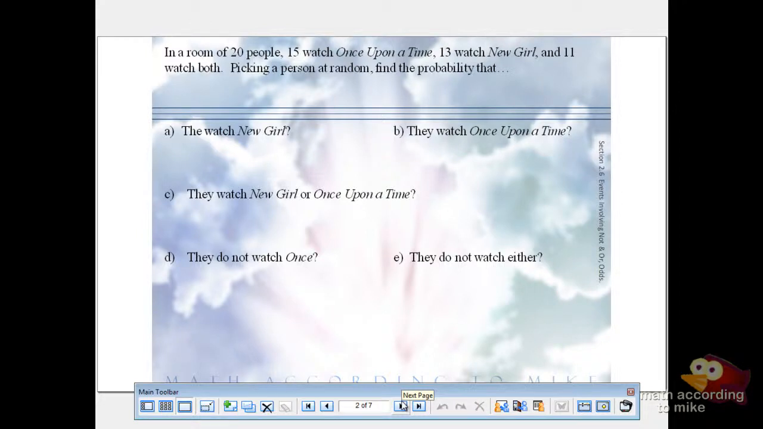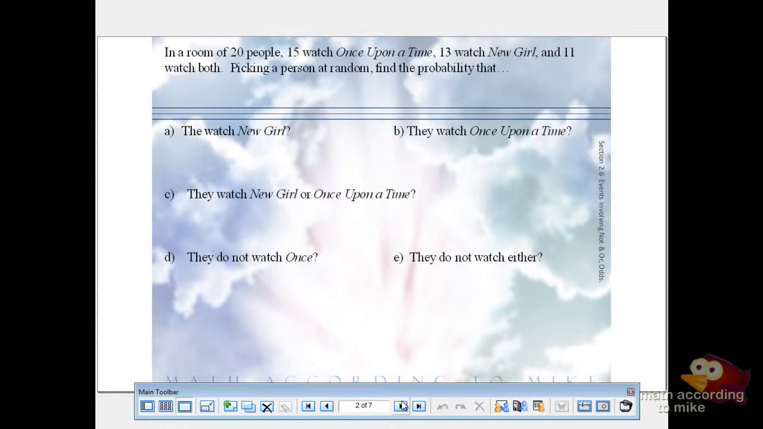All right, let's try another one that's not card-based. In a room of 20 people, 15 watched Once Upon a Time. Anyone? One person. Really? And 13 watched New Girl. Anyone? Same person. Good job. And 11 watched both. Picking a person at random, find the probability that they watched New Girl.